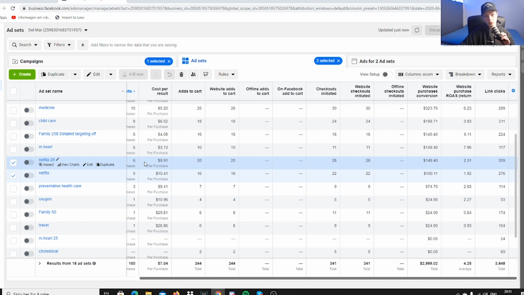And the duplicate at 25 just gave Facebook more money, so they'll obviously optimize more too. They'll figure out a better audience because you feed Facebook more money. So this one is sitting at a higher ROAS just because you gave it more money. So there is a huge difference for you guys when it comes to $10 ad sets and a $25 ad set.